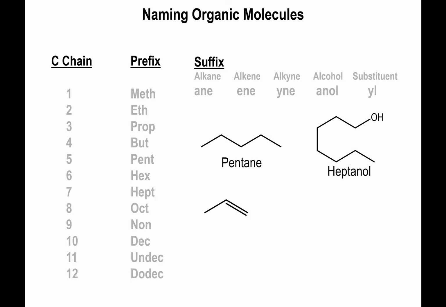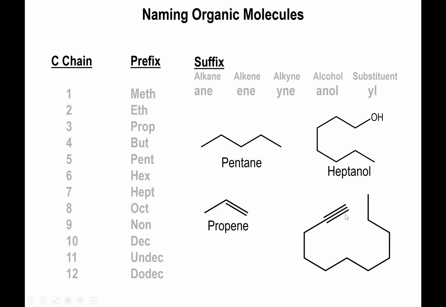Okay, here goes another one. We have 1, 2, 3 carbons. 3 carbons implies a prefix of prop, and this happens to be a double bond, so this is an alkene as well. So we have prop and ene, hence the name being propene.